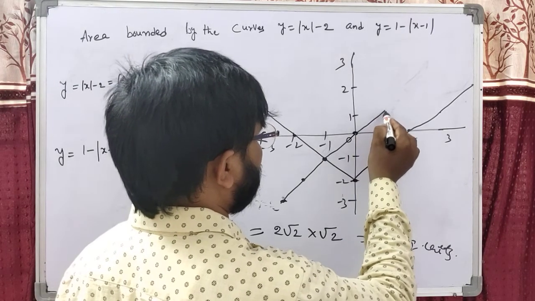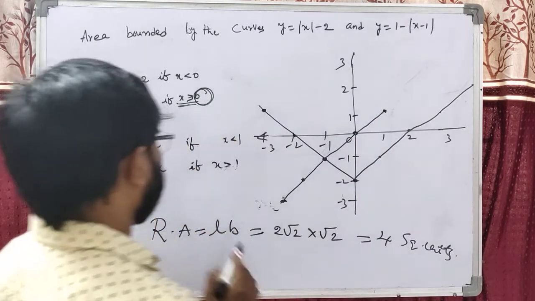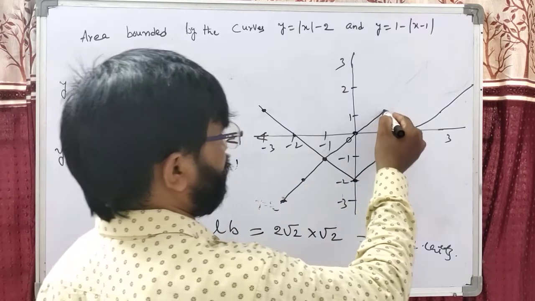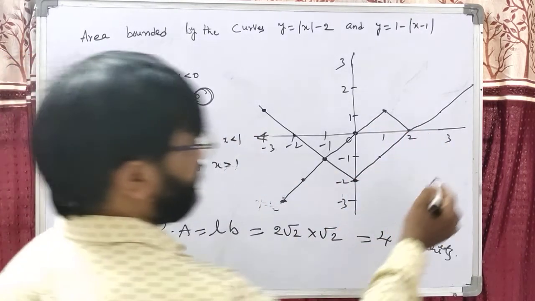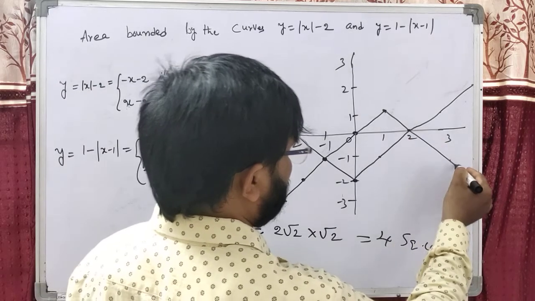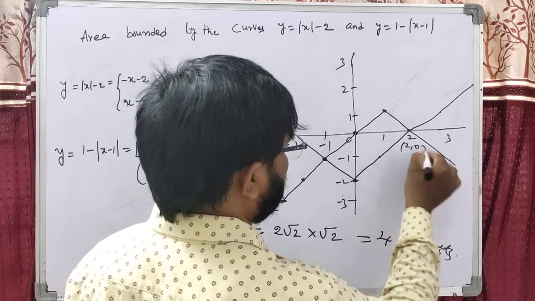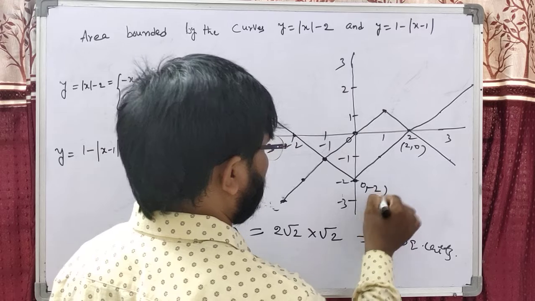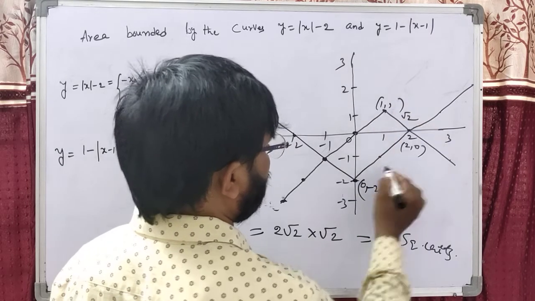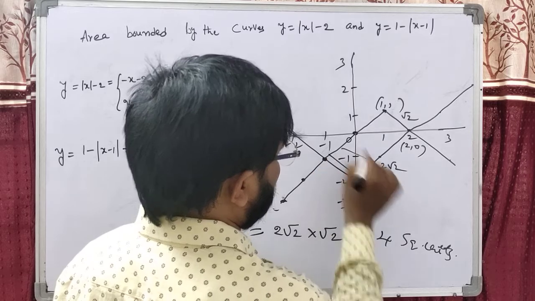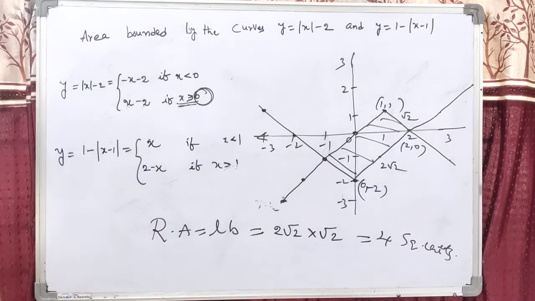Just join it. 1, 1. Then you can take a 2. This is the 0. When you take 3, that is minus 1. Like this. So dear students, this is the 2 comma 0. This is the 0 comma minus 2. This is 1, 1. This is undoubtedly root 2. This is the 2 root 2. This is our required area. Okay students? Right.